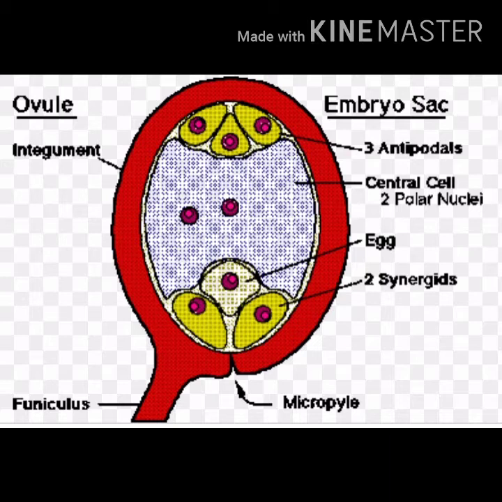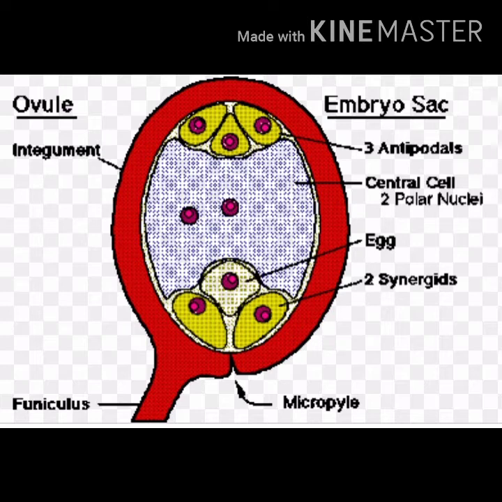The embryo sac has 8 nuclei. The 2 nuclei in the center are called polar nuclei. 3 nuclei surrounded by cytoplasm at the top form the egg apparatus. Egg apparatus means 1 egg plus 2 synergids. The remaining 3 nuclei on the other pole form the antipodal cells. So what is the structure of the embryo sac? It is 8 nucleated: 2 nuclei at the center called polar nuclei, 3 nuclei called egg apparatus, and the remaining 3 nuclei called antipodal cells.